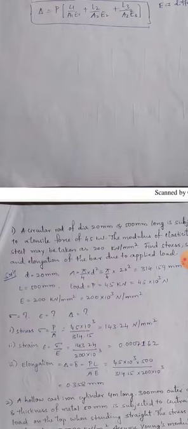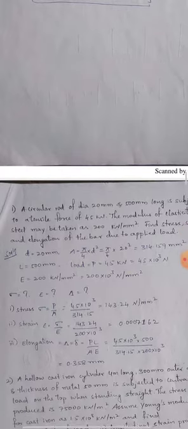A circular rod of a dia is given to you, with length L given to you, P also given to you, and E, where E is Young's modulus. You have to calculate the stress, strain and elongation. So come to the part of the second problem.